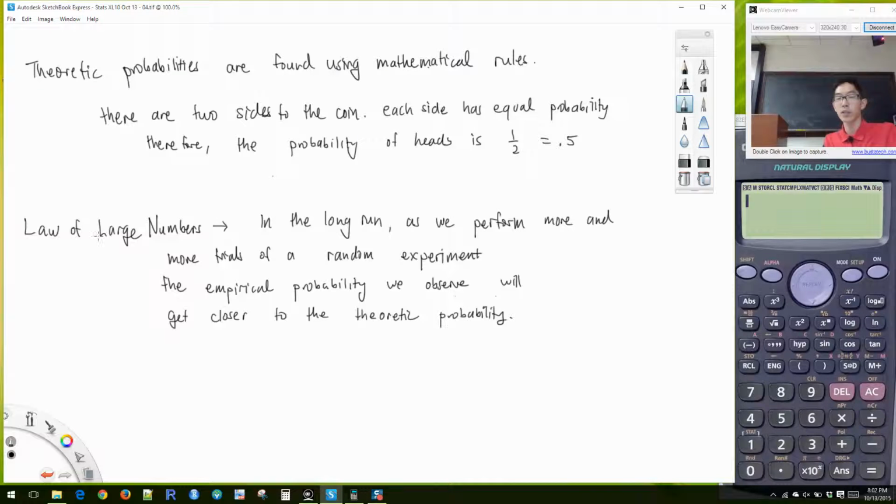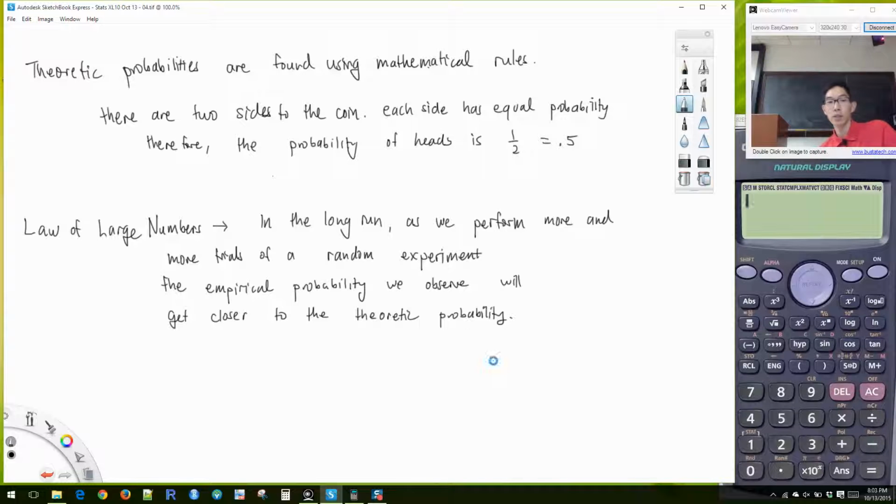And so this is what happens in the law of large numbers. It's in the long run. Of course, in any short-term thing, you might see a streak of a bunch of heads or a streak of a bunch of tails, and that might, quote, throw things off a tiny bit. But after millions and millions of coin flips, your empirical probability will be very close to the theoretic probability.